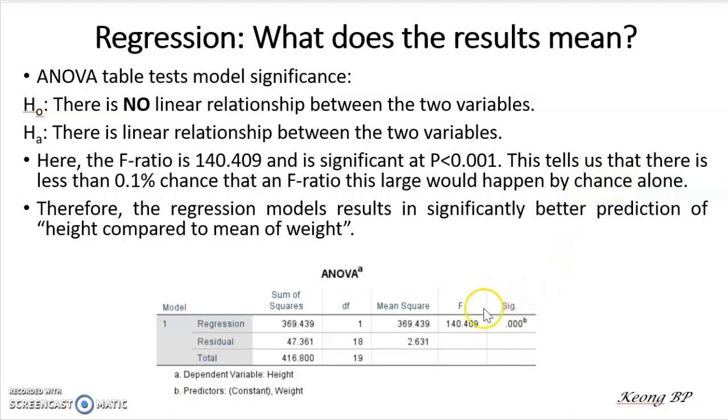When the significance level is less than 0.005, we will reject the null hypothesis and accept the alternative hypothesis. In other words, we actually derive the conclusion that there is a linear relationship between the two variables. The two variables that we are testing in our example are the height and the weight.